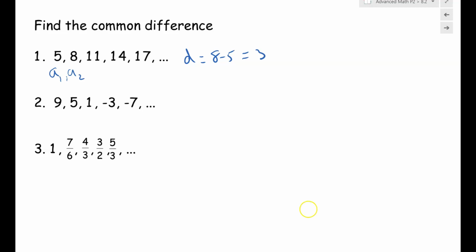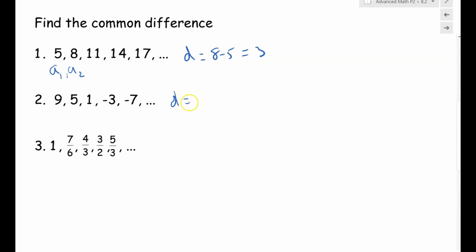All right, in this case we're going to go 5 minus 9. You have to be careful here. So this is negative 4. My D in that case is negative 4. Notice the sequence is getting smaller. If the numbers are getting smaller, you are actually subtracting, but we say we add a negative. So the D in this case is negative 4.